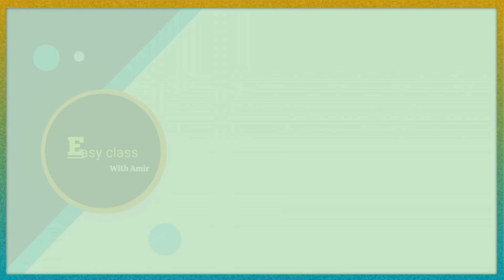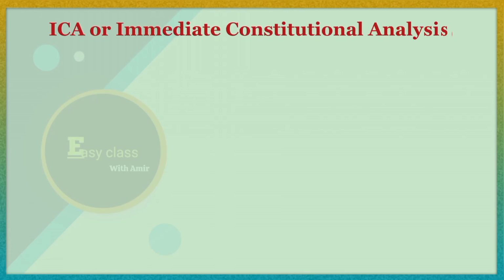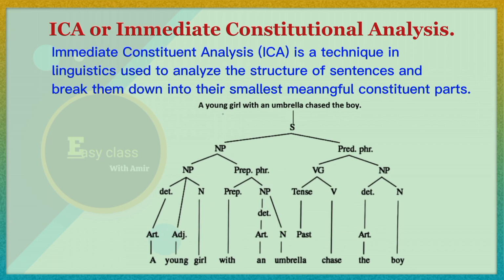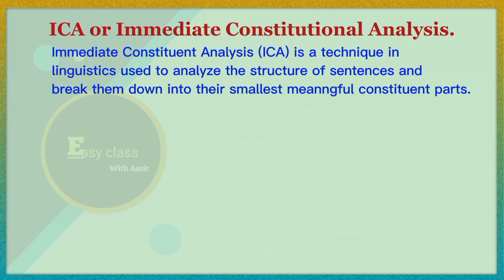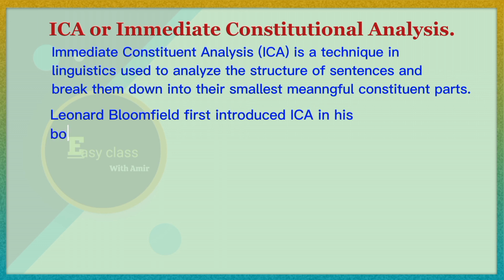Our topic in this video will be ICA, or Immediate Constituent Analysis. Immediate Constituent Analysis, ICA, is a technique in linguistics used to analyze the structure of sentences and break them down into their constituent parts. Leonard Bloomfield first introduced ICA in his book Language in 1933.